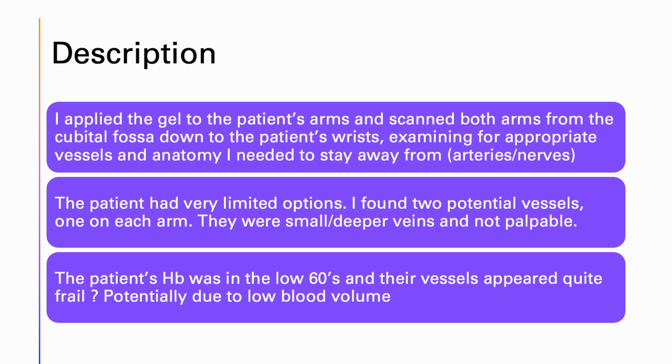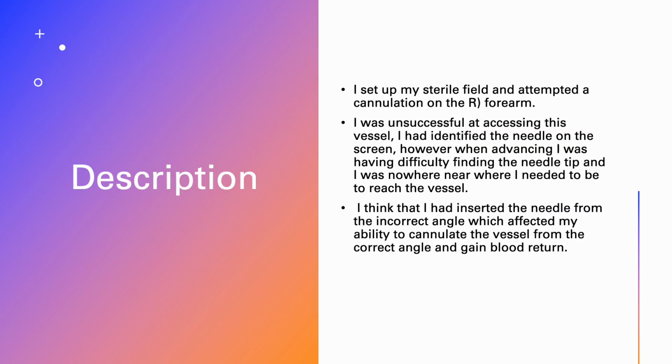The patient did have limited options. I found maybe two potential vessels, one on each arm. They were quite small and they were deeper veins, not palpable. Once I assessed the veins, I set up my sterile field and I decided to try and cannulate this vein I found on the right forearm.